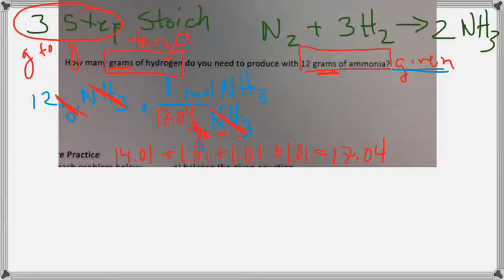Next step. So now I've gone from grams of ammonia to moles of ammonia. Next step, I'm going to get rid of my moles of ammonia. So you look at whatever's on top in the previous step, and that has to go on the bottom.